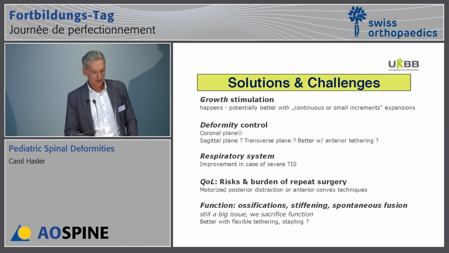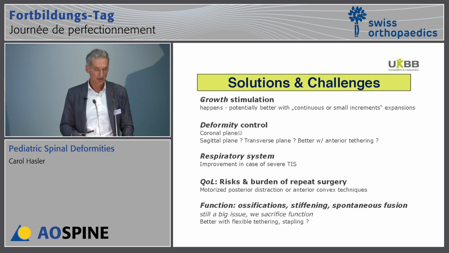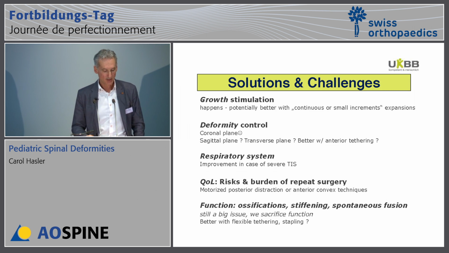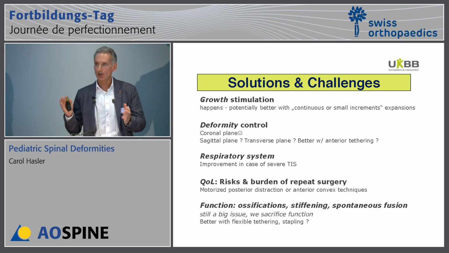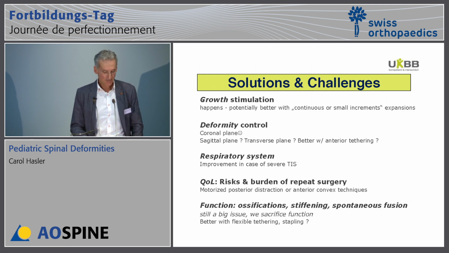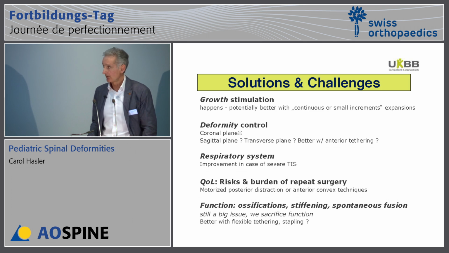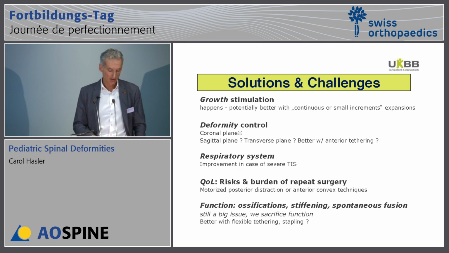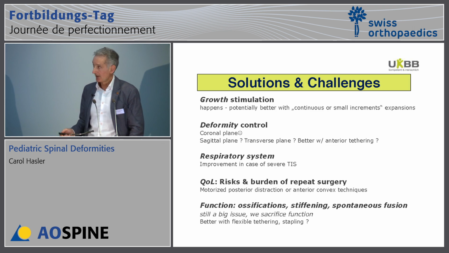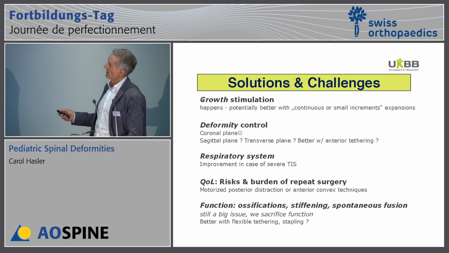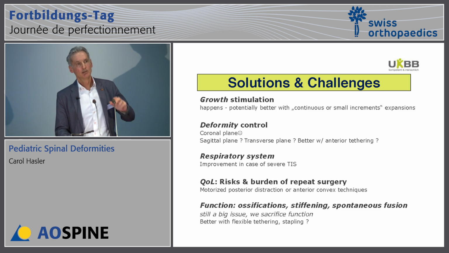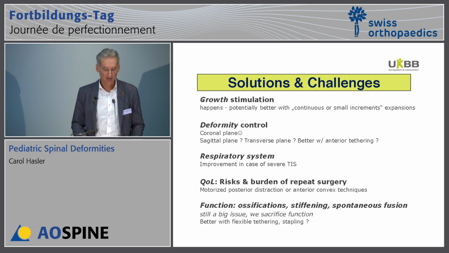So to come to an end, we have some solutions and challenges in those EOS patients. We can stimulate growth. We can control the coronal deformity better than the sagittal deformity, and we are some kind of helpless in the transverse plane. We improve the cases with thoracic insufficiency syndrome. The survival rate is much better. Quality of life has improved with the use of motorized growth. But at the end of the day, we still sacrifice function. And the vision would be to correct the deformity and to maintain the function.